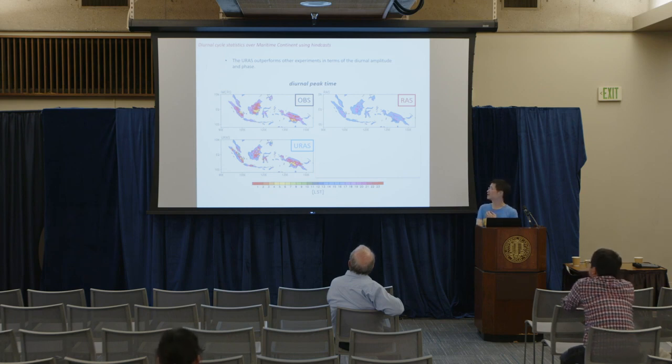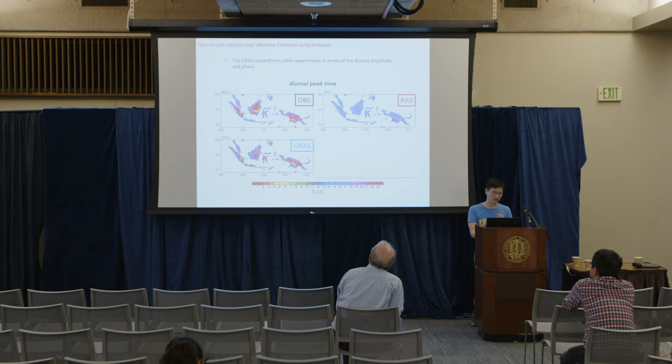In the RAS, as I just mentioned, the diurnal peak is always around the afternoon. But in observation, over the maritime continent, the convection peaks in the afternoon at the coastline, but moves toward midnight toward the center of the island. So the URAS behaves similarly to the observation in that sense.